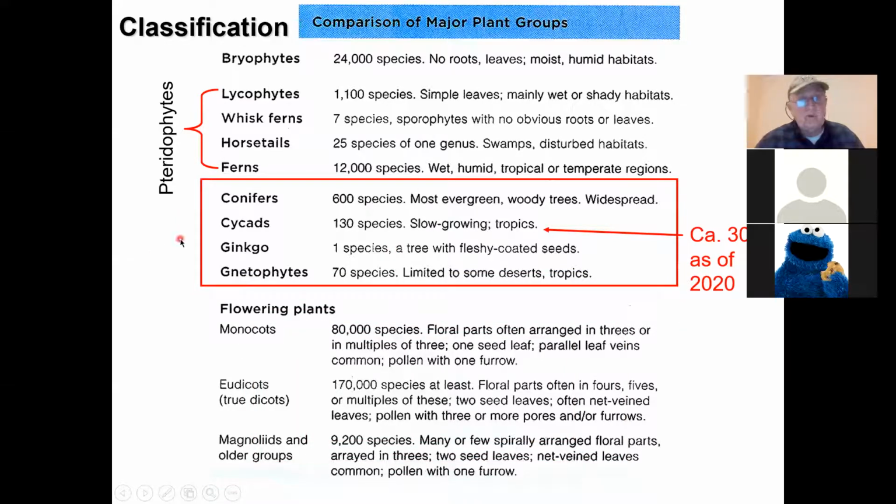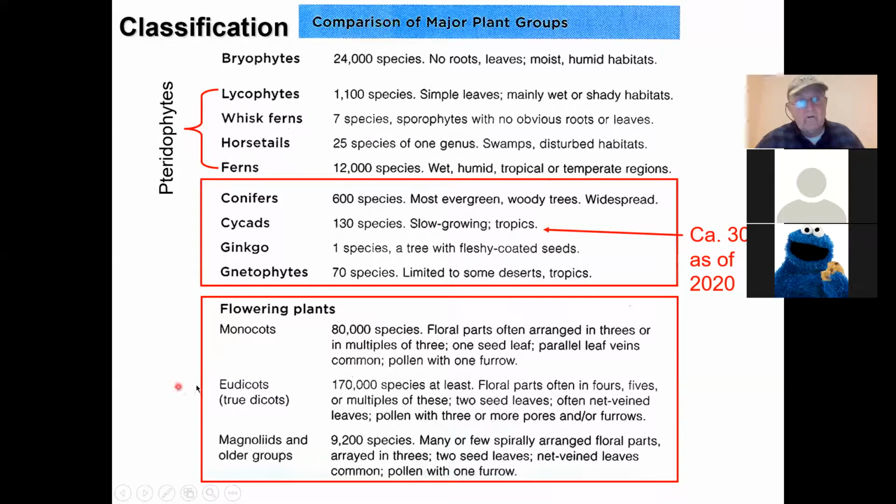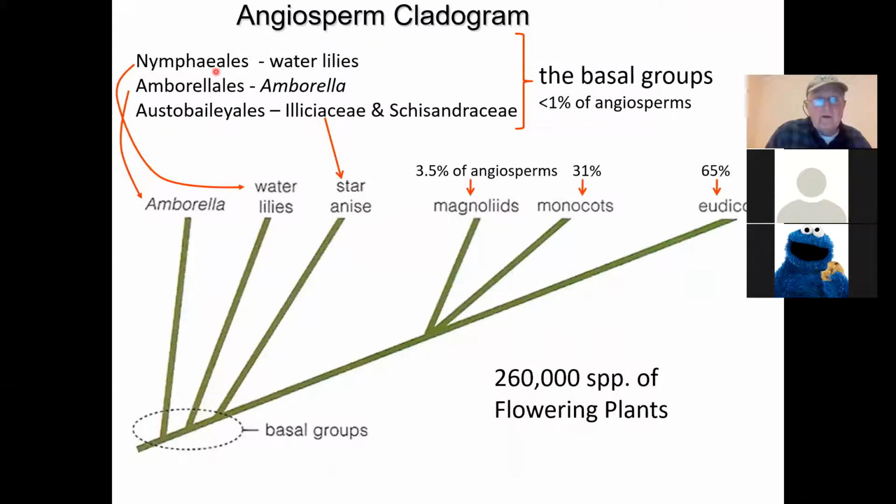gymnosperms. The word gymnosperms, naked seed, is not here. The word angiosperm, or covered seed, is not here, but that's the three major groups of vascular plants. The bryophytes are non-vascular plants. And we talked a little about tracheophytes last time. These are all tracheophytes. But everything on this slide is an embryophyte that has a protection for the sex cells.